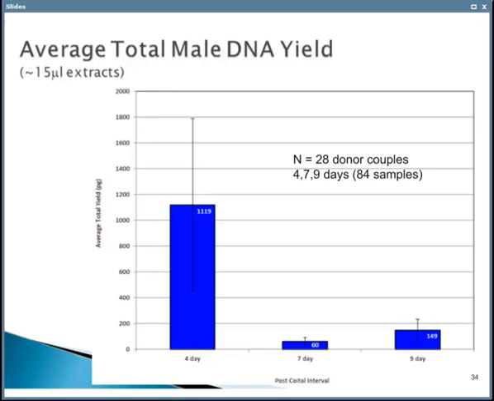When we looked at the average total male DNA yield, because with the Quantifiler we can measure male DNA, what we see is in the 4-day there was an average of 1.1 nanograms, with a wide variation. So in 4 days we were able to recover from the total extract approximately 1 nanogram on average. When you look at 7 days and 9 days, the amount recovered is much less than 4 days. In this study, the recovery was 60 picograms average in 7-day and 150 picograms average in the 9-day. Now these are gross averages.